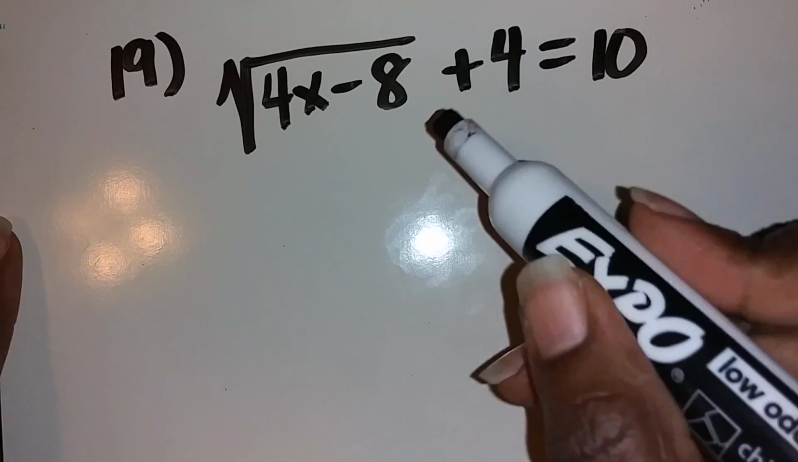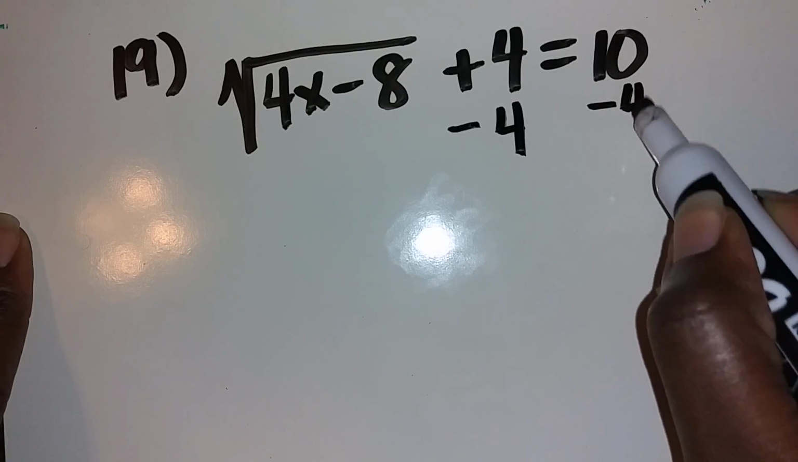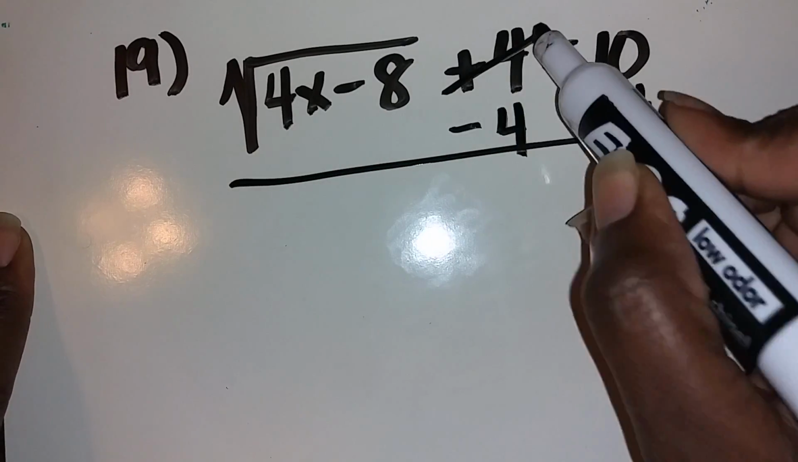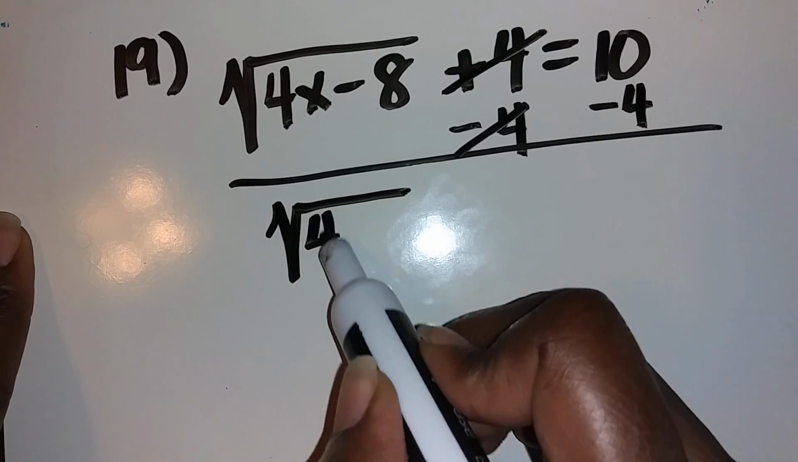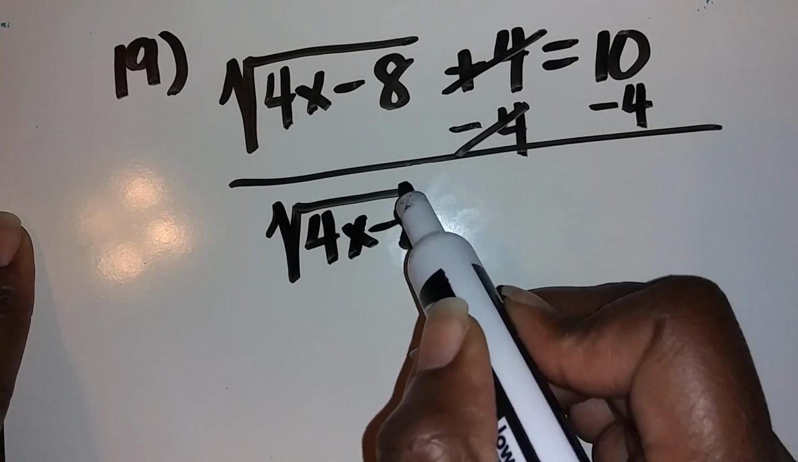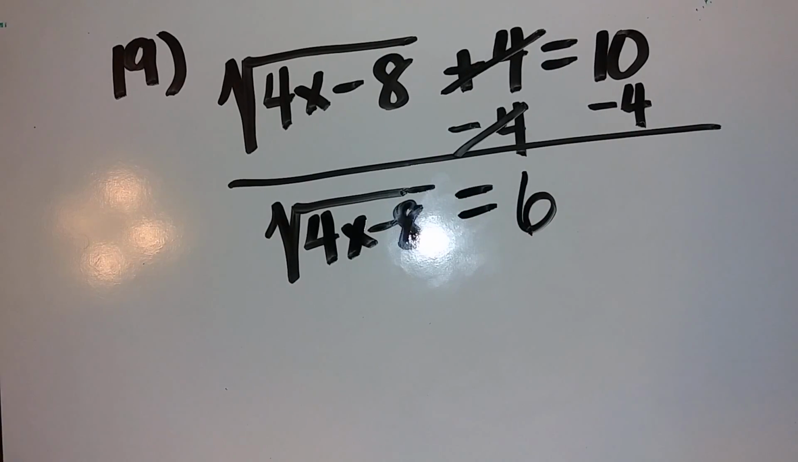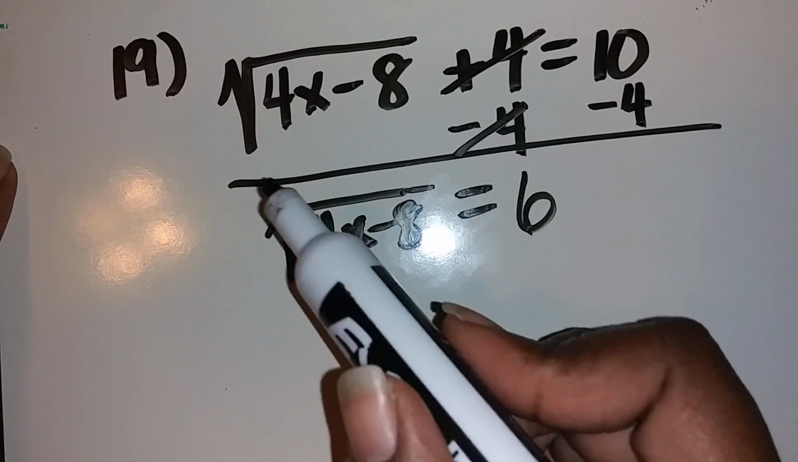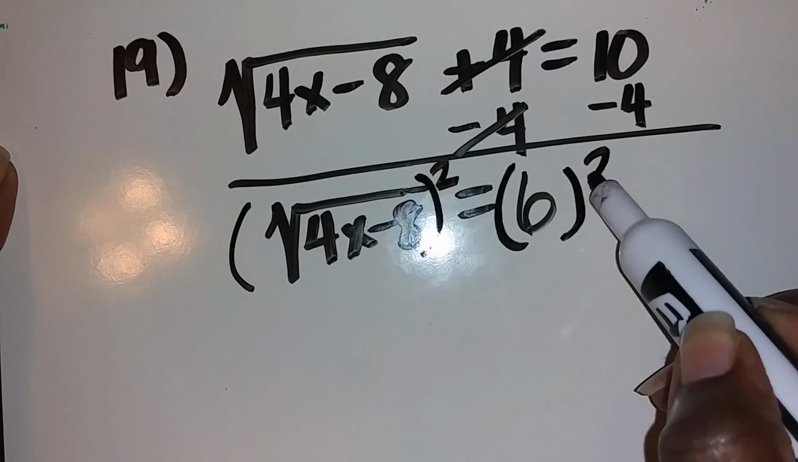To move the 4, I'm going to do the additive inverse. So I'm going to subtract 4 on both sides of my equation. 4 minus 4 is equal to 0 here. They're opposites. I'm left with the square root of 4x minus 8 equals 10 minus 4, which is 6. Step 2, it says raise both sides of the equation to the power that is the same as the index. My index is the square root, a 2. So I raise both the left and right side to the power of 2.